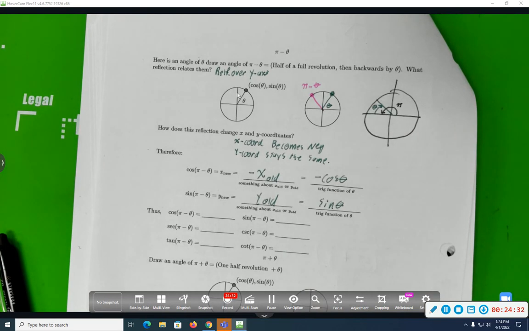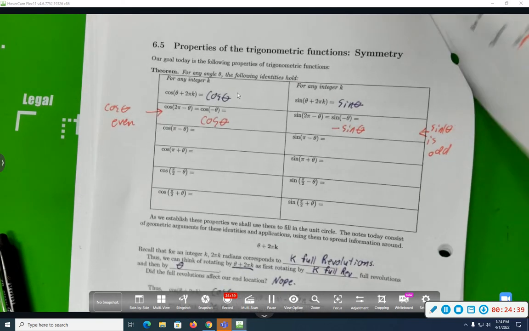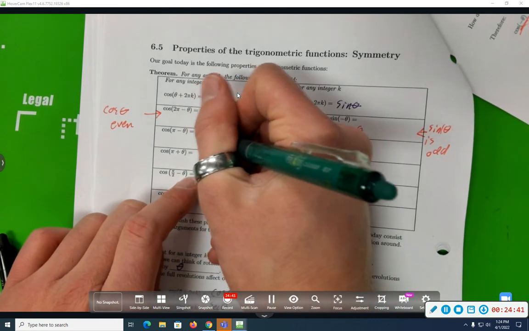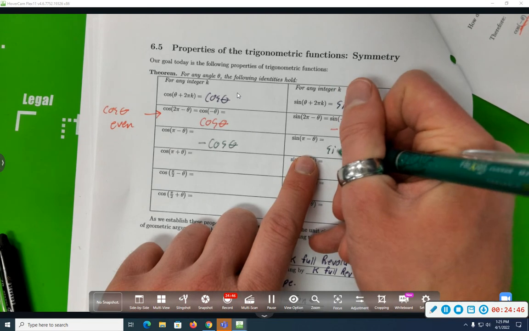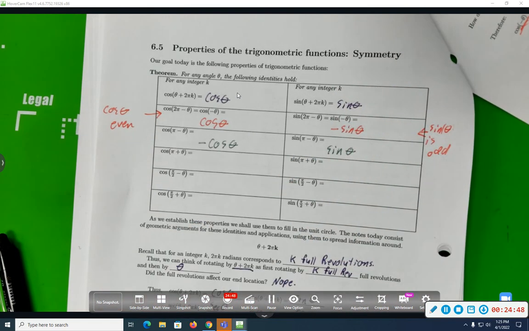All right. So I'm going to do a little bit of backtracking now. I'm going to go back to the cover page and write in those formulas. So cosine of pi minus theta is negative cosine theta. Sine of pi minus theta is the same as the sine of theta. Does that feel pretty okay? Nice.